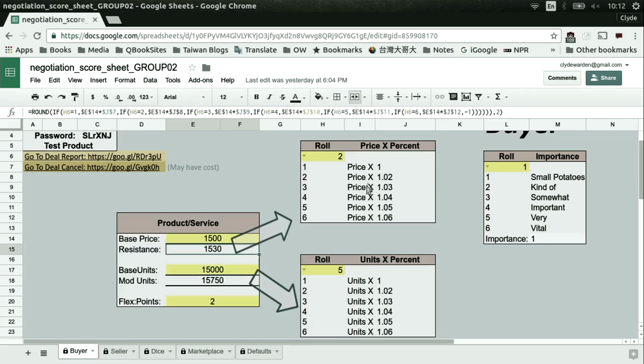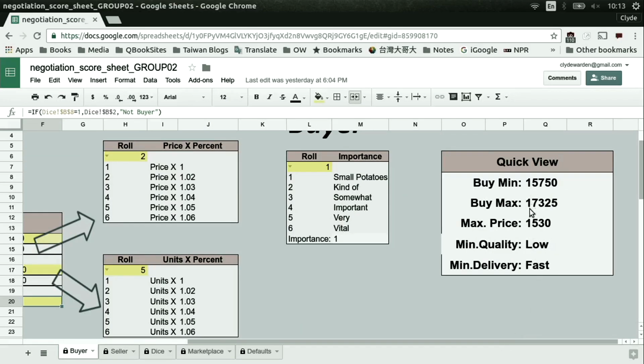The resistance is different because it went through the dice roll for them. The mod units is different because it went through the dice roll for them also. The importance could be different. In this case, by coincidence, it's the same. The flex points could be different. In this case, they have 2 flex points. Again, for the buyer, same thing. They can come over here and very quickly see their maximum situation.